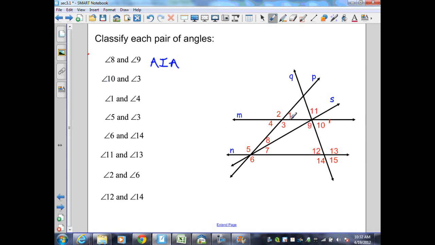Angle 10 and 3. Again, we want to identify the transversal first. There is a transversal M. They're on the same side of that transversal. My other two lines, one is outside the other two lines, one is inside the other two lines. They are non-adjacent. Therefore, these are corresponding angles. Angle 1 and 4, we learned in previous sections. Angle 1 and 4 are vertical angles.